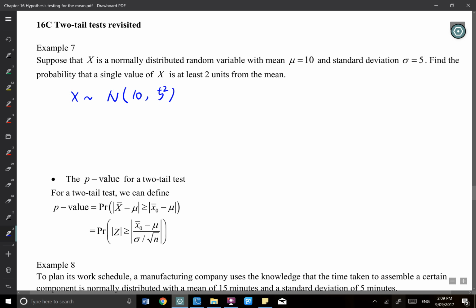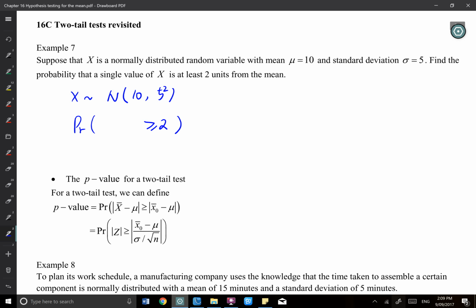How can you represent that? It's the probability of what greater or equals to 2? I want to find the probability that the distance of X from the mu is at least 2 units.